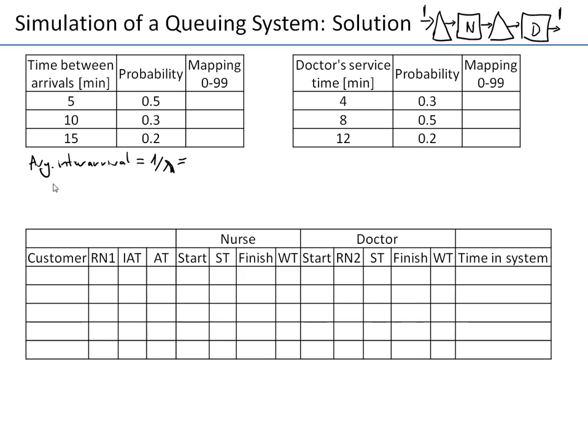So we can compute it as 0.5 times 5 plus 0.3 times 10 plus 0.2 times 15. So if you do the computation here, you get 8.5 minutes. So we know on average patients arrive 1 per 8.5 minutes, and actually we can compute the arrival rate.